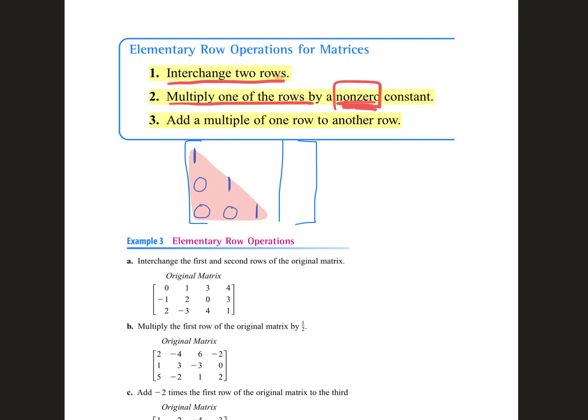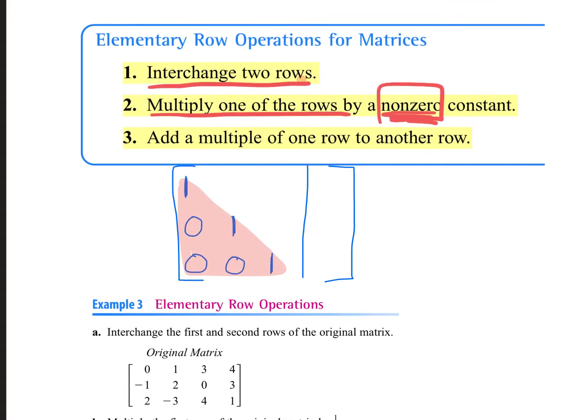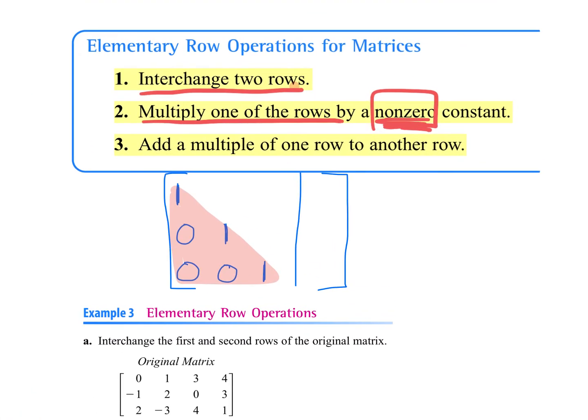So a non-zero constant is any number except 0. Why not 0? Because if we multiplied one of our rows by 0, it changes everything in that row to be 0. So it gets rid of the whole row, which we don't want to do. So this here is called row echelon form. We're going to put our matrices into row echelon form. So our goal is to have a diagonal of 1s and then 0s underneath. So we're going to have 3 1s and 3 0s, and then the rest of it will be numbers.